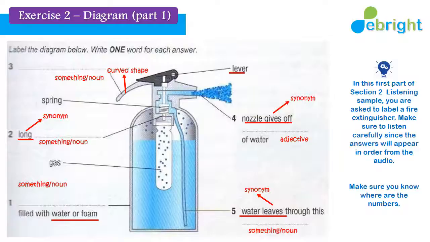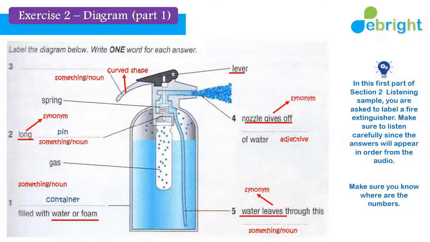Great! Let's check your answers then. Number 1, something filled with water or foam is the big thing in the middle, the main part of the fire extinguisher. So it must be container. Yes, the container filled with water or foam. Let's move to number 2. It's a little bit tricky. It's a long blank. You've got a thin extended pin. So the synonym of the word long is extended, and it's followed by a 3 letter word, pin, P-I-N.